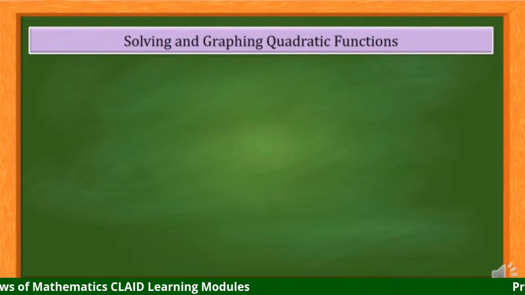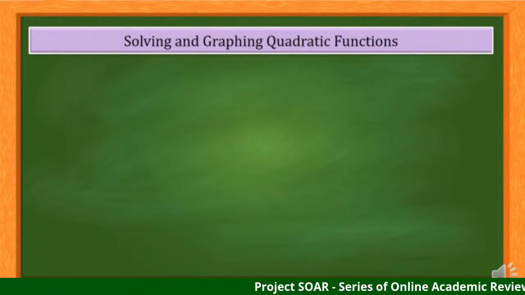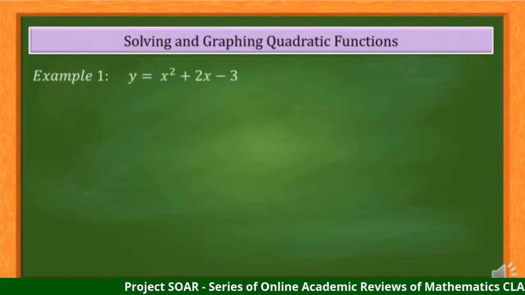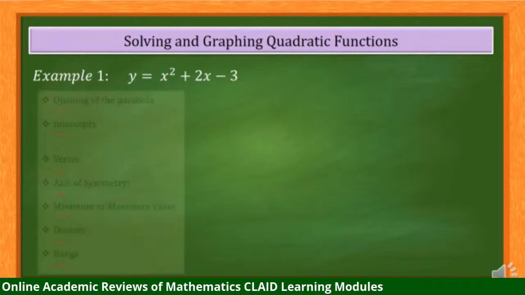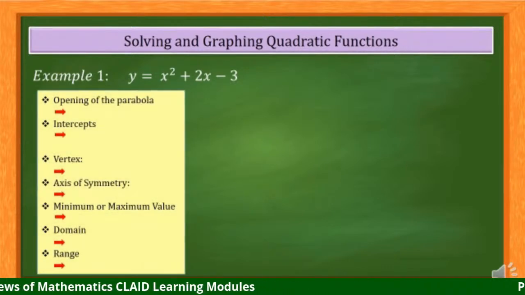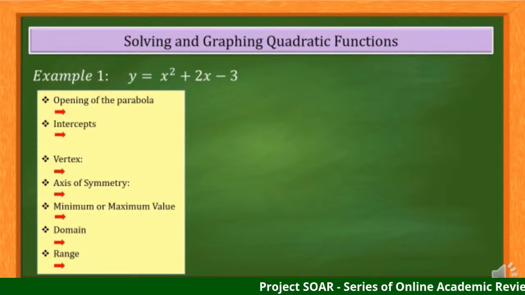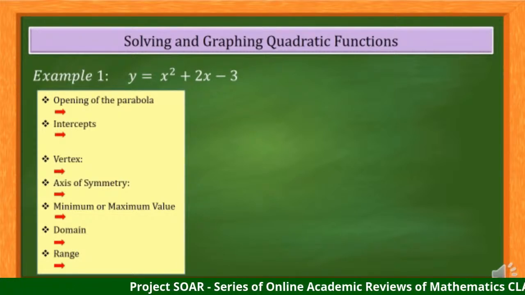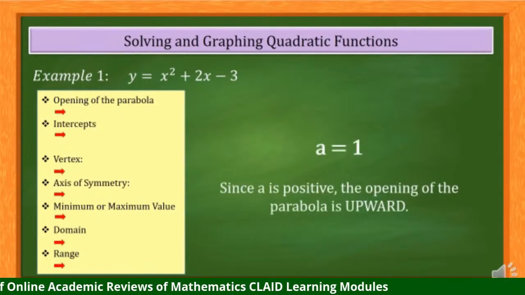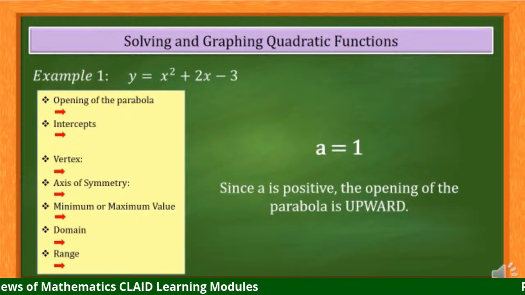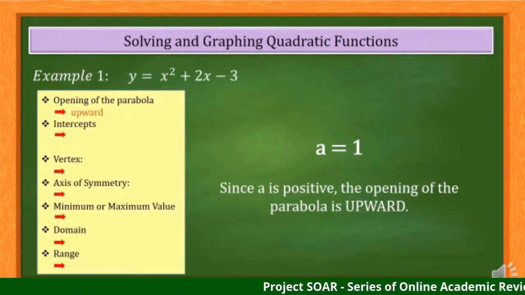Since alam na natin yung iba't ibang properties ng quadratic function, let us proceed in solving and graphing. For example number 1, we have y is equal to x squared plus 2x minus 3. So, kailangan muna nating alamin yung opening ng parabola, the intercept, the vertex, axis of symmetry, the minimum or the maximum value, domain, and range. So, for the opening of the parabola, since a is equal to 1 and it is positive, then the opening of the parabola is upward.